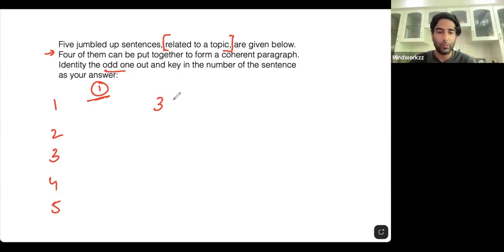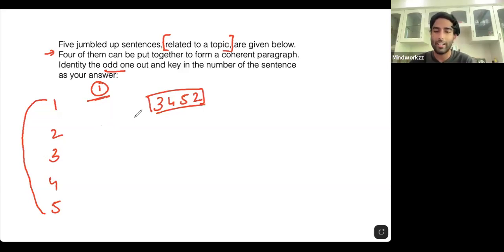Right. So let's say the correct answer is 3, 4, 5, 2 for the right order. Basically, all these sentences are jumbled. They're not in the same order. They will never be in the same order, and you will get these as jumbled sentences, and you have to unjumble them, understand the correct sequence, and find the odd one out. Put the odd one out as your answer.